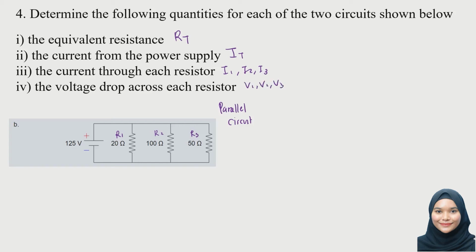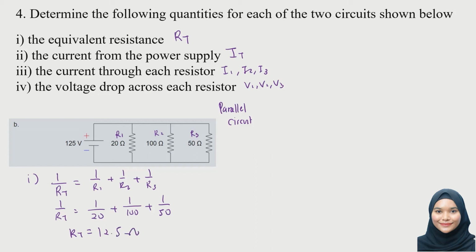Alright, let's look for the equivalent resistance. If you're looking for the equivalent resistance for a parallel circuit, the formula is 1 over R total equals 1 over R1 plus 1 over R2 plus 1 over R3. The resistance of resistor 1 is 20 ohm, resistor 2 is 100 ohm, and resistor 3 is 50 ohm. Press the calculator, and you will get an answer of 12.5 ohm.